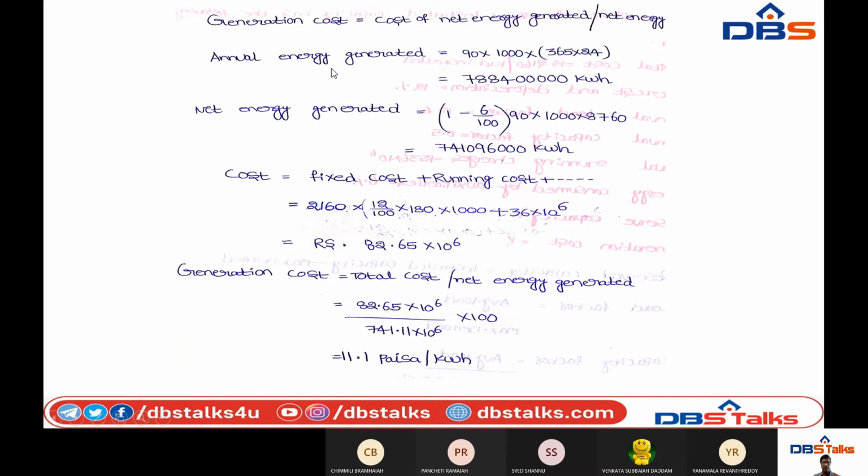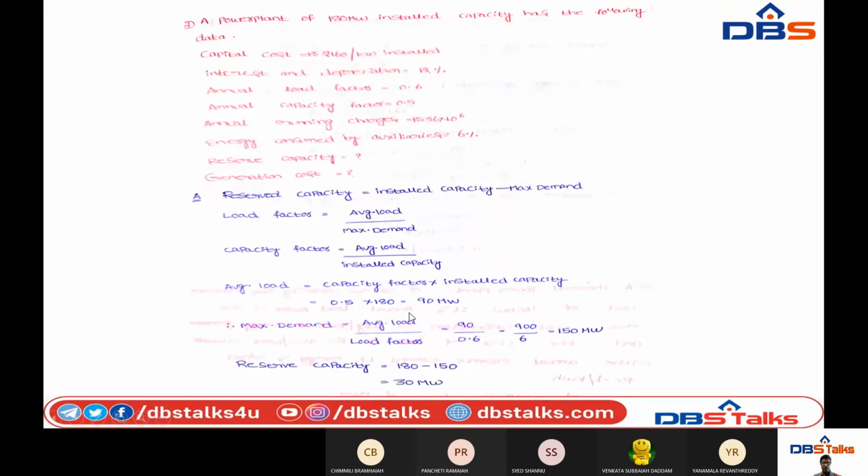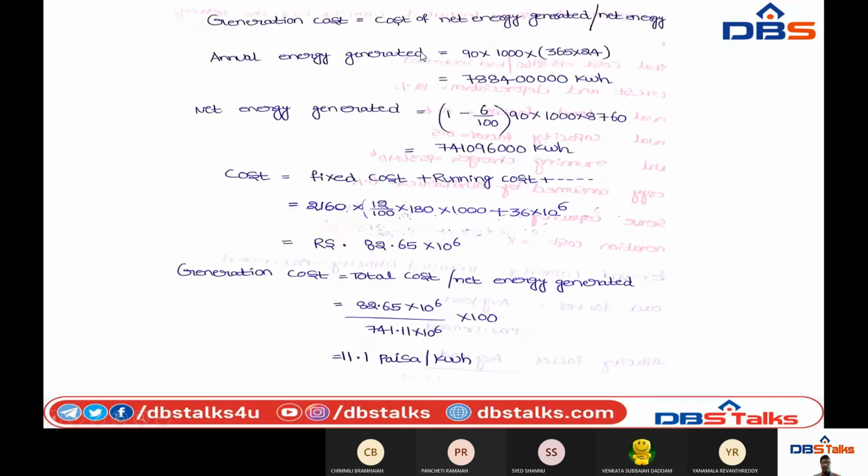First of all, annual energy generated. That means it is to be calculated per 1 year, annual. That equals the average load, that is 90 megawatt. That means annual, we are calculating per 1 year, that equals 90. In this, we are using the expression average load.